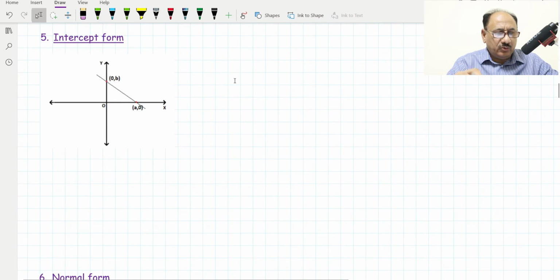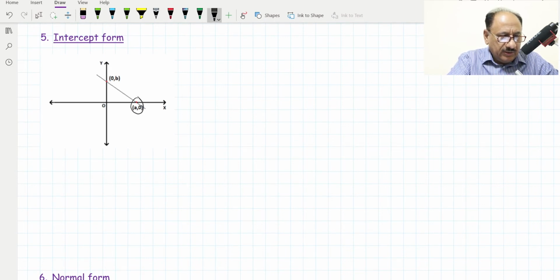So when we have two intercepts provided, like for example two points are provided, this is one point and this is another point, which are the x-intercept and y-intercept. In this case the x-intercept is a, 0, and the y-intercept is 0, b. We can form the equation for this, like for example the equation of a line in point-slope format. We can apply that, which we have just done.